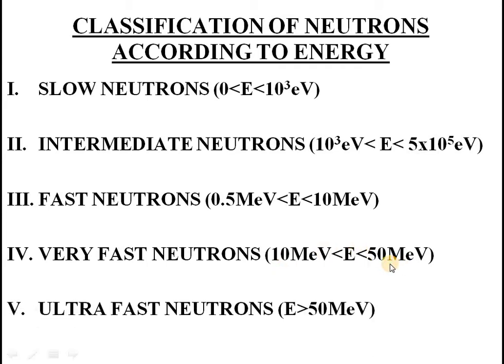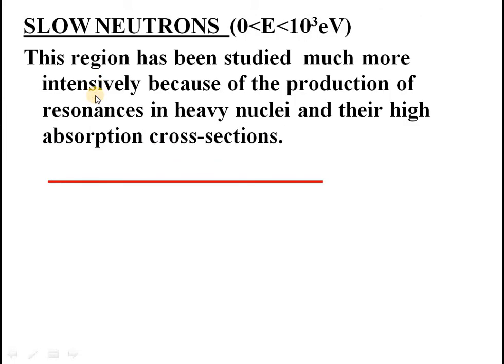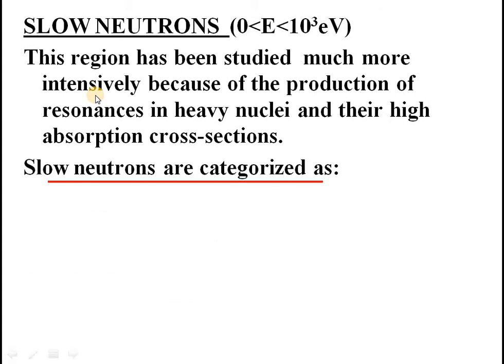And the last class is called the ultra fast neutrons. Their energy is above 50 MeV. Each class has different applications, and the second class has no application. But we will be concerned with the first class, the slow neutrons. Slow neutrons are again subdivided into a few categories, so that is what we are going to see.